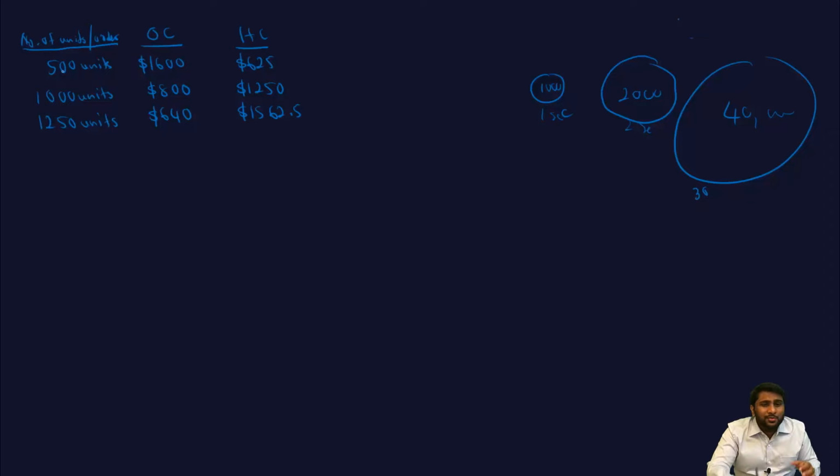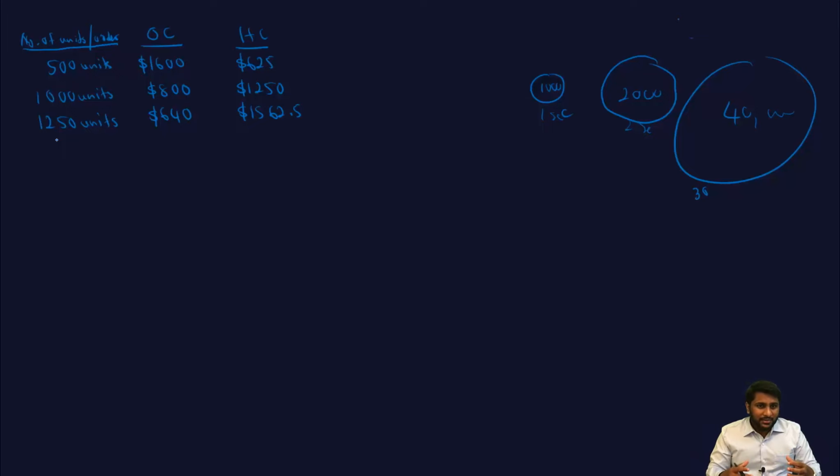Now here you need a smaller warehouse just to store 500 units. Here you need a little bit bigger warehouse. Why is that? You need to store 1000 units. Once your supplier sends the products to you, you have to store them somewhere. Here, you need a little bit bigger warehouse than the 1000 units one, because you have to store all 1250 units.